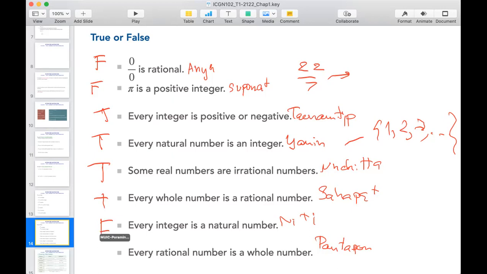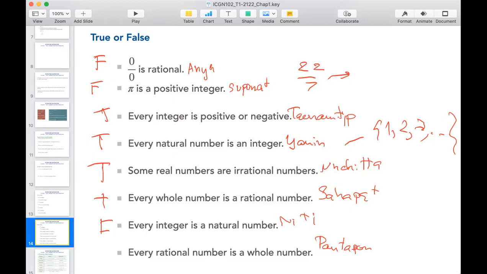Okay. The last one. False. Every rational number is a whole number. Why is that? Can you guess some ideas, some reasons to support? Yeah. That is the correct explanation, but you just have to convert it to English only.